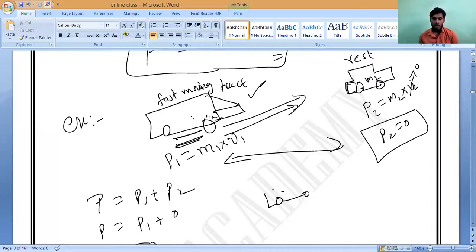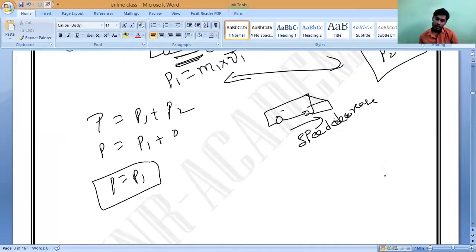So now, as we know, when the truck comes and hits, definitely the speed will decrease. Speed will decrease means momentum will decrease or not? Yes, momentum will somewhat decrease. Correct or not? So now, the momentum of this car, P1, is equal to mass times velocity. The mass is not changing, mass will never change. So definitely the speed will decrease.